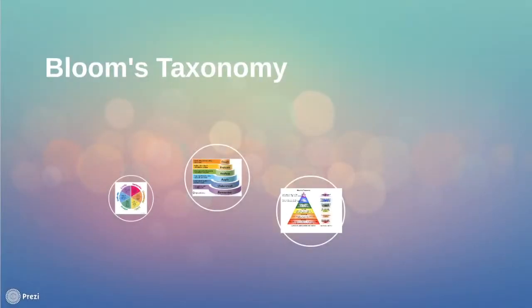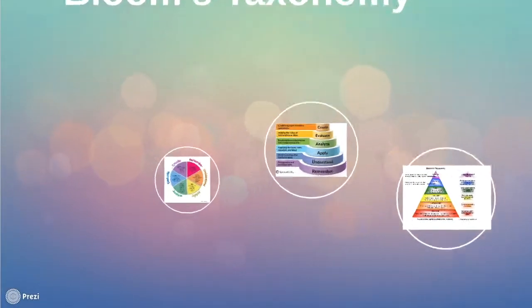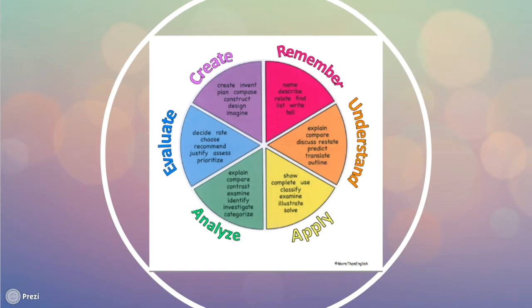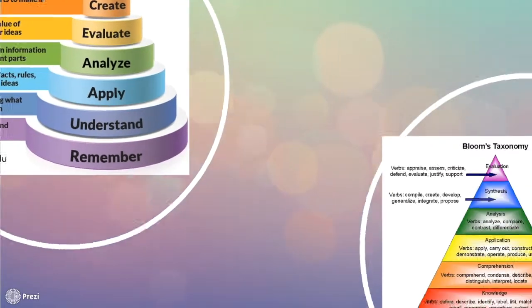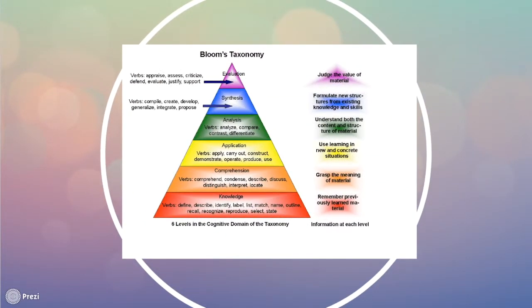So, here are some examples of Bloom's taxonomy. Our first example shows Bloom's taxonomy in a circle diagram. Our next example shows it in a more pyramid shape. And our last example shows it in the pyramid shape that it's most often seen in. We're going to be using this example to go through the different levels of Bloom's taxonomy.